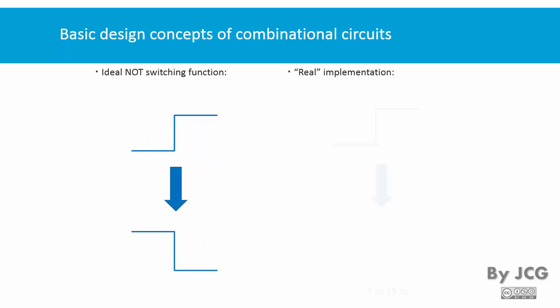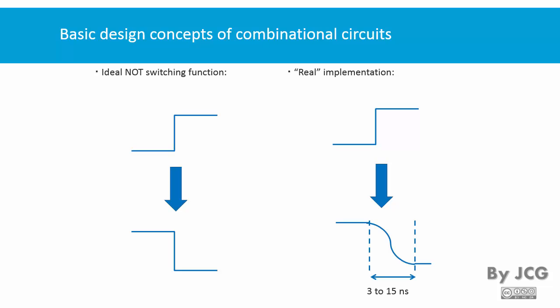However, a real implementation is this. When you have a sudden change in the input, what you're actually going to have is a continuous response. This continuous response has a time in which it changes from low to high or from high to low. This is usually from 30 to 15 nanoseconds. It's actually very, very fast, but you have to consider this, especially when you're designing these types of circuits.